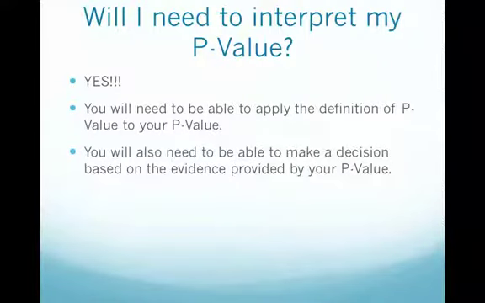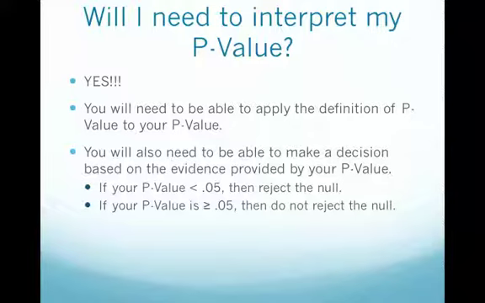Will I need to interpret my P-value? Yes, you will need to be able to apply the definition of P-value to your specific case. You will also need to be able to make a decision based on the evidence provided by your P-value. If your P-value is less than 0.05, then reject the null. Congratulations, you have evidence for your alternative. If your P-value is greater than or equal to 0.05, then do not reject the null. And unfortunately, you don't have evidence that supports your alternative. You have evidence that is consistent with the null hypothesis.